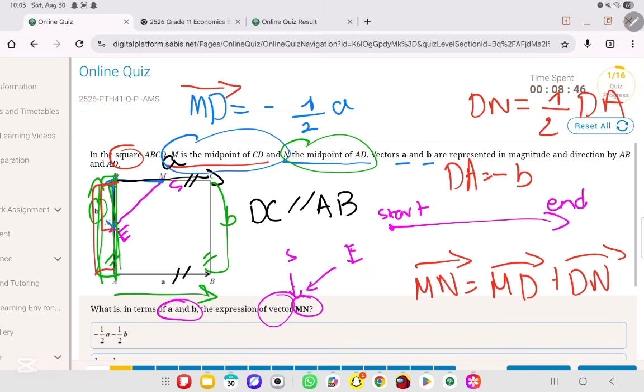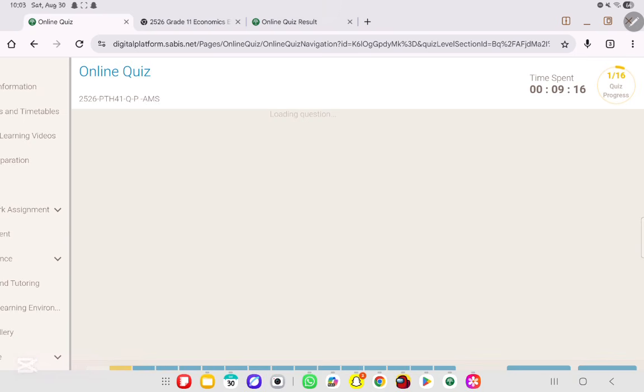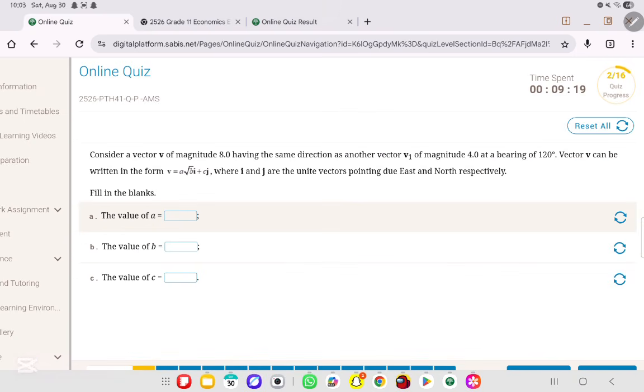What are we left with? The only thing we're left with is substituting. So DN is equal to minus 1 over 2B. Now we will add them together. We have the value of MD and DN. It's very simply that MN is equal to MD, which is minus 1 over 2A, plus DN, which is minus 1 over 2B. So very simply, this is our answer. Let's move on to the next question.